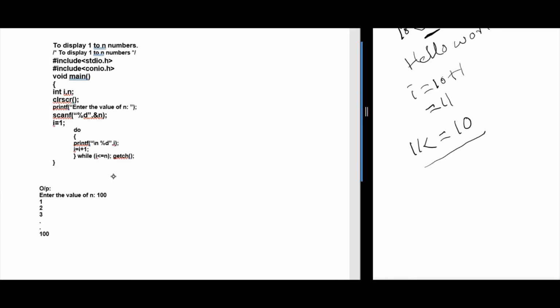Now similar to that, we have a program here to display 1 to n numbers. Now instead of writing hello world, I am just printing the number I. The rest of the statements in the program are same. So here if the user has entered n as 100, so it will print right from 1 to 100. When the value of I becomes 101, it will come out of the loop, right?